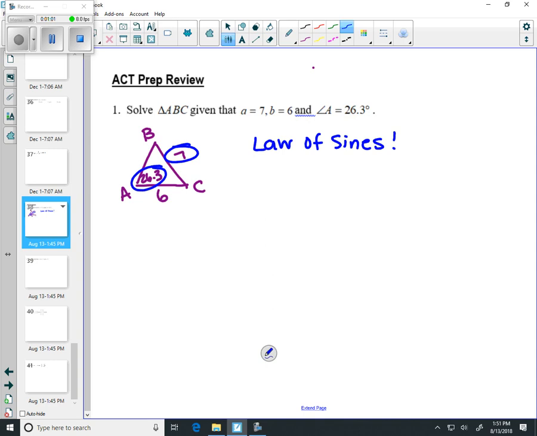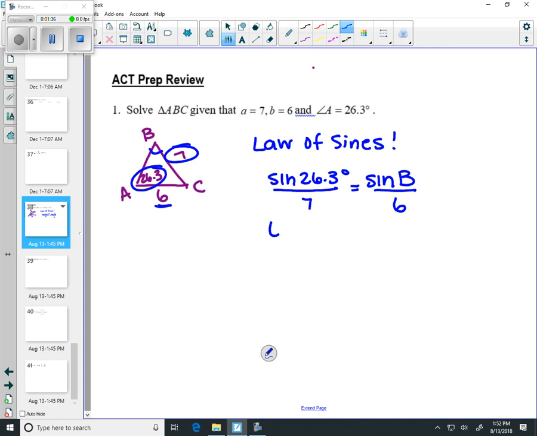And so I'm going to set up my ratios for the law of sines, and you do want to make sure your calculator is in degrees when you're working with this. I'm going to start with my pair, sine of 26.3 degrees over little a, 7, is equal to, and I'm going to make my ratio for B. So we don't know angle B, but we do know little b. So little b is 6, and big B is what we're looking for. And then we can solve for B.